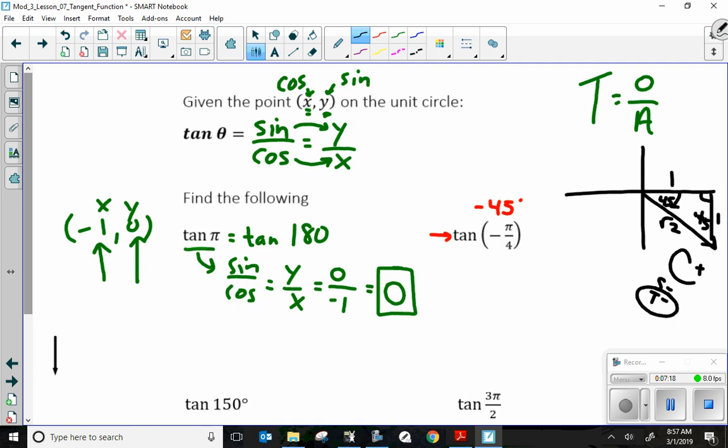Well, tangent, this is where this comes into play. It's not a perfect quadrantal or 90-degree increment angle. I'm not going to use my points, like my x and my y for cosine and sine. I'm actually going to use opposite over adjacent. Opposite of 45 is 1. Adjacent to 45 is the other side, 1, and this is the hypotenuse. So tangent, which is opposite over adjacent, is really 1 over 1. And tangent in quadrant 4 should be negative. So my answer, the tangent of -45 degrees, is -1.